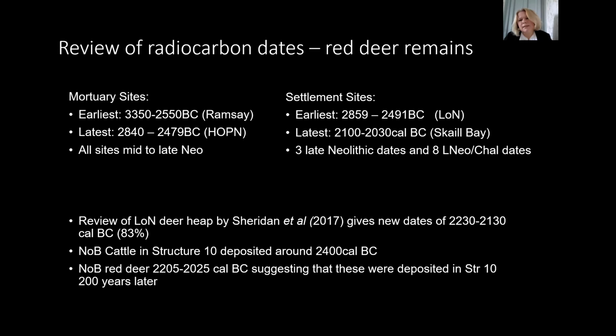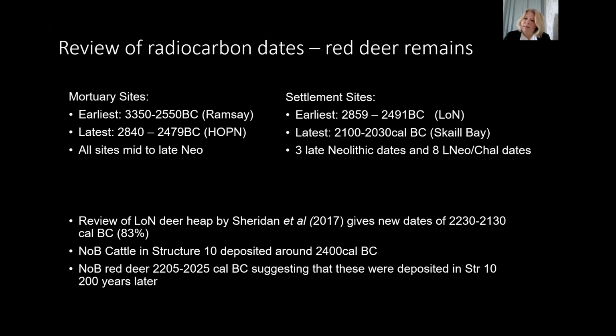So if we compare this then to settlement sites, we now have to discount the Napa Hour red deer assemblage. The earliest date that we have is 2859 to 2491 BC, and that's from the Links in Nortland. So we can trust these dates because these are very recent. And the latest deposition that we have then is 2100 to 2030 Cal BC, which is coming from the butchery site at Scale, which is next to Skara Brae.